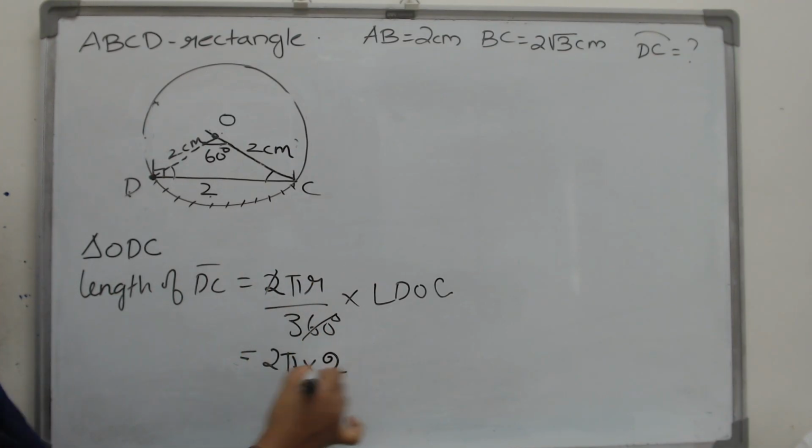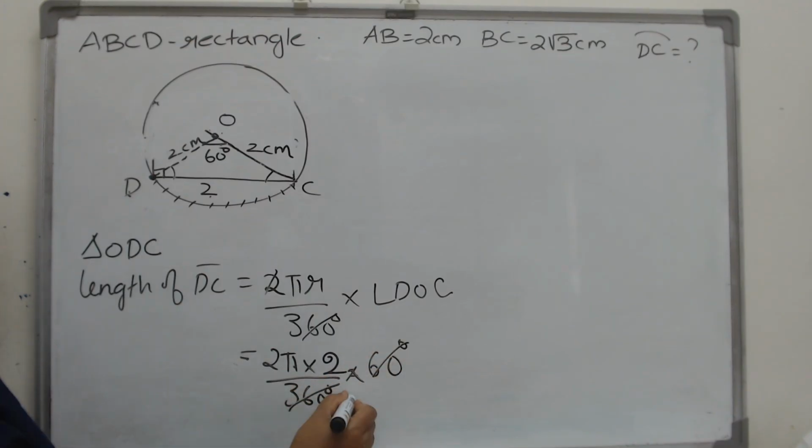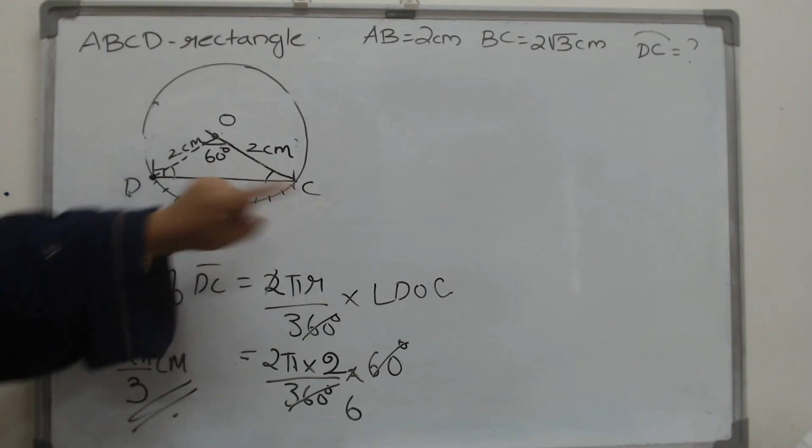Our R is 2 centimeters and our central angle is 60 degrees. So what is the answer that we are looking for? Okay. The length of DC is 2 pi by 3.